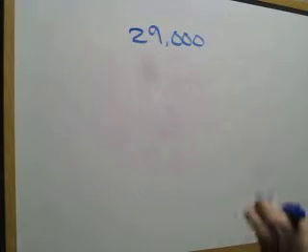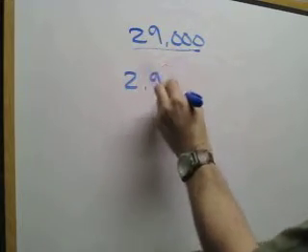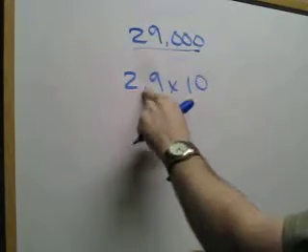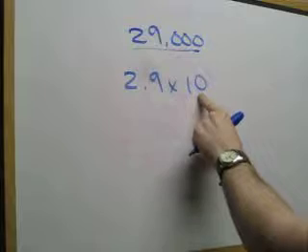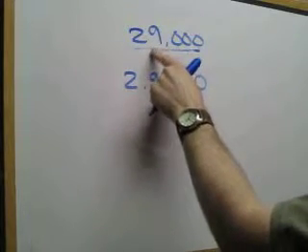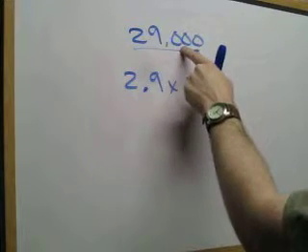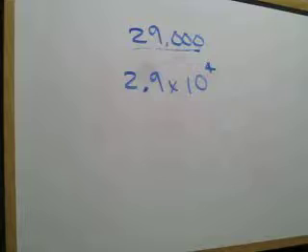29,000, and it's asking us to take it from standard form and write it in scientific notation. So all I'm going to do is write that number, dot, the rest of it until we get to zeros, times 10, and then count how far I had to go to get here, because I was here. 1, 2, 3, 4, and I'm good.